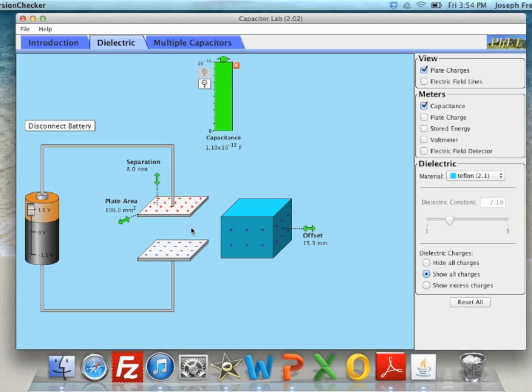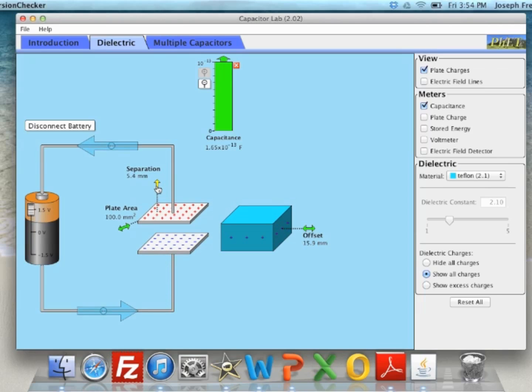Right now the capacitance is at 1.10 times 10 to the negative 13th farads. So if we decrease the separation, just as expected, the capacitance has gone up to 1.77 times 10 to the negative 13th farads.